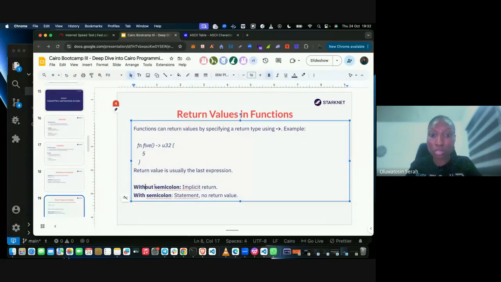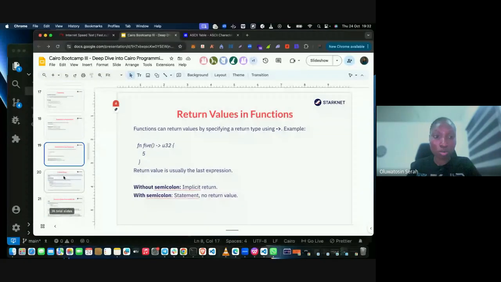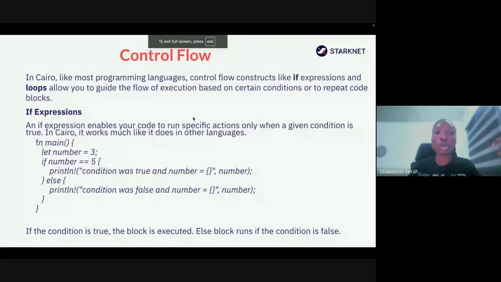So without a semicolon, as I made mention of, it is an implicit return, but with a semicolon it is a statement with no return value. So, control flow. This is where we get to use if and else if statements. In Cairo, like most other programming languages, control flow constructs like if expressions and loops allow you to guide the flow of execution based on certain conditions or repeat code blocks. So we have this if expression.